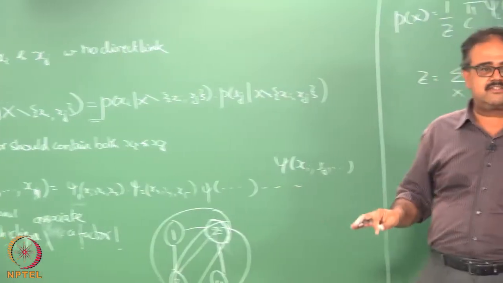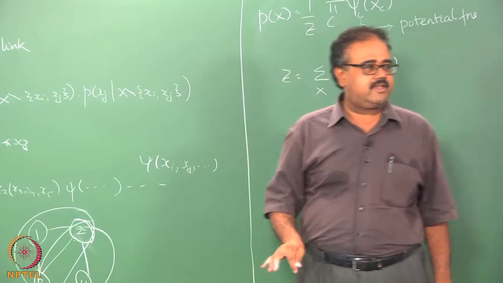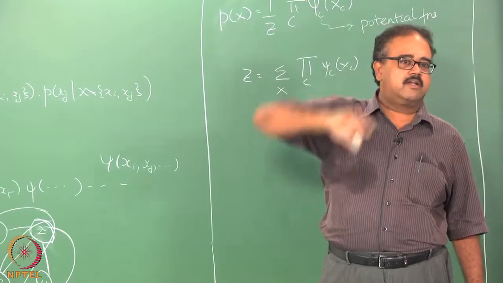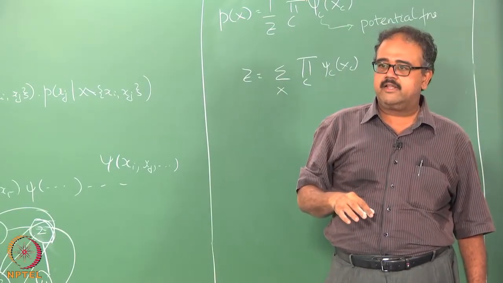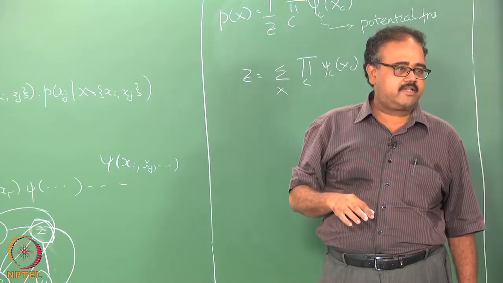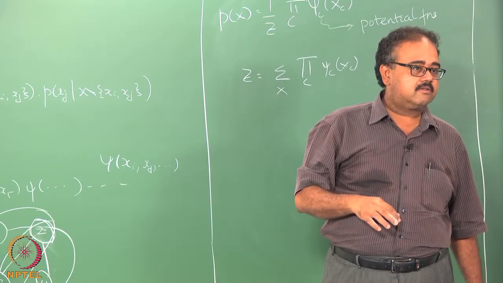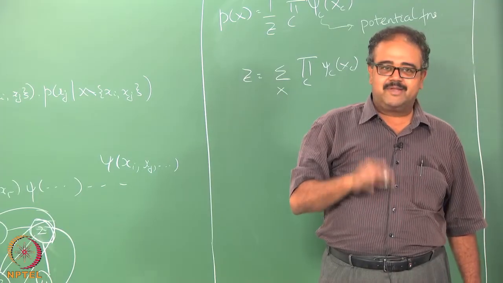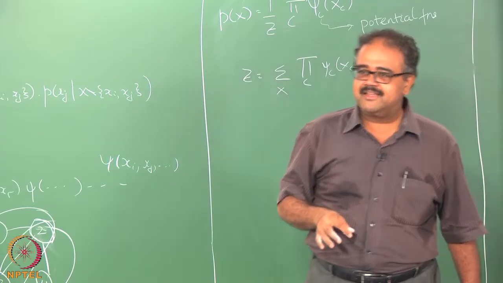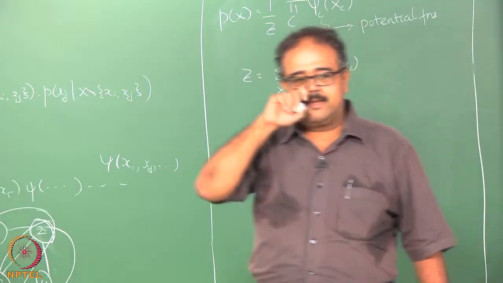I have no restrictions on the size. Psi can be anything. Psi can run up till 3 million. I do not care. So psi can be any function. Psi can become negative. Oops, can it? No. The only condition I have is psi has to be non-negative.